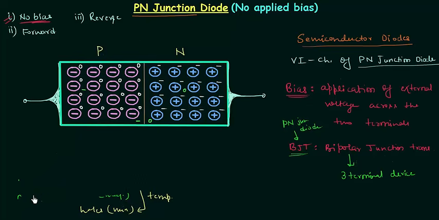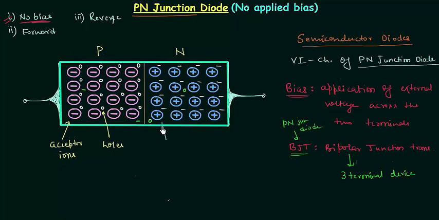If we consider the p-type, then we have positive immobile ions, or we can say acceptor ions, and we have holes as the majority charge carriers. On the n side we have donor ions, and electrons are the majority charge carriers. So this is what we have when we join p-type semiconductor and n-type semiconductor, and this is the junction.